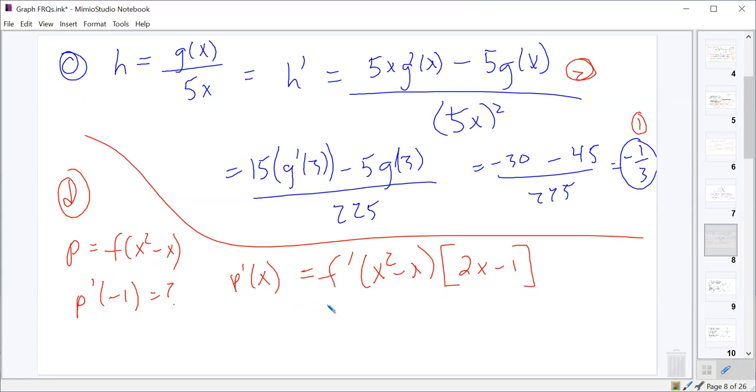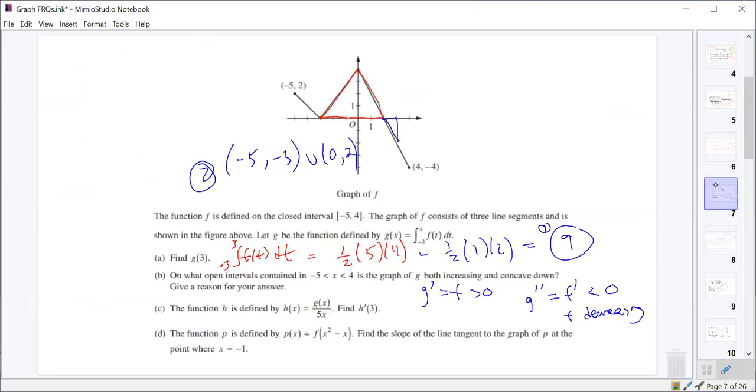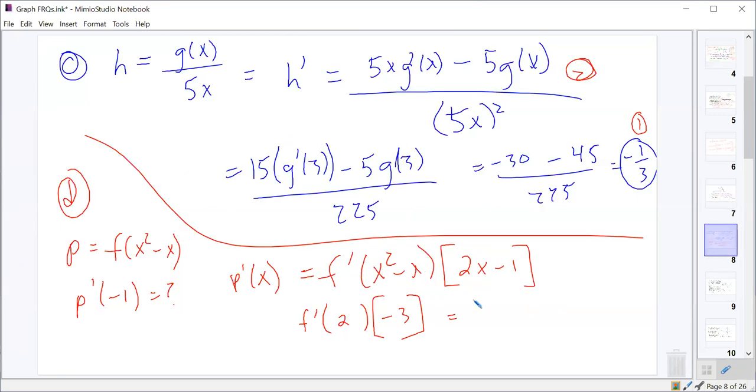And then we'll evaluate that at -1. So this is f prime of 1 minus -1. So f prime of 2. And then -2 minus 1 is -3. So f prime of 2, we'll go back and look here. The derivative of f at 2 is just the slope of this line at 2, which you should be able to find as -2 fairly easily. So we got -2 times -3, which just gives us 6.